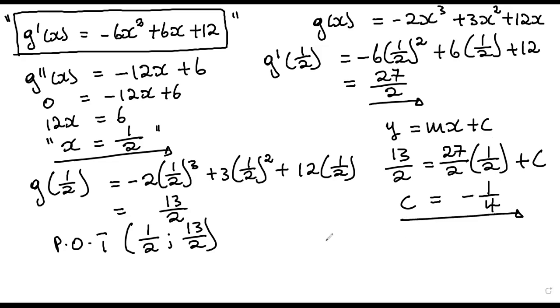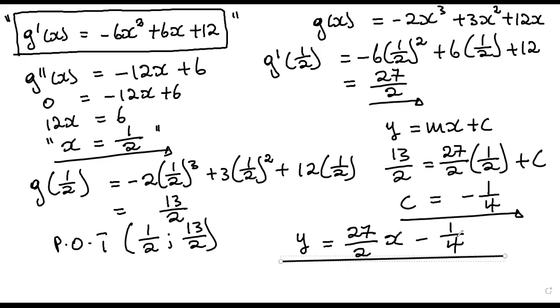So this means the equation of the tangent line is just going to be y equals m, which is 27 over 2, x, and then you say plus c, which is just going to be -1 over 4, like that. And then this is just how you had to find the equation of a tangent to a function that has a maximum gradient. So I really hope this video helps a lot.